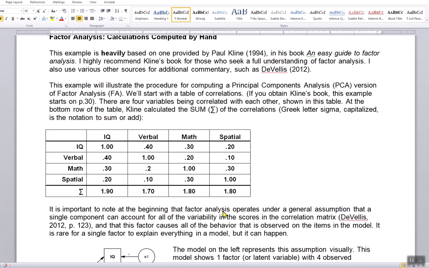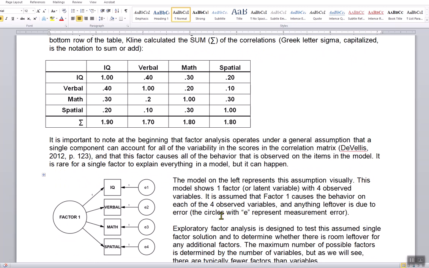Next, what we need to understand about factor analysis before actually doing it is that the starting assumption of factor analysis is represented in this figure on the left-hand side of the screen, where you have a model that represents a single underlying latent variable. A latent variable is a variable that you cannot measure directly. It's the thing that you're trying to capture in your measurements.